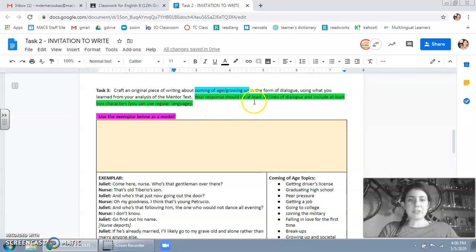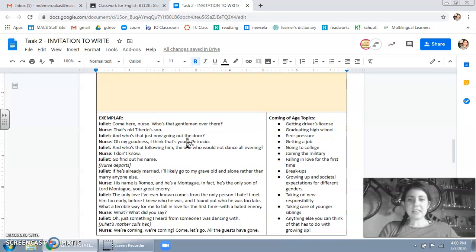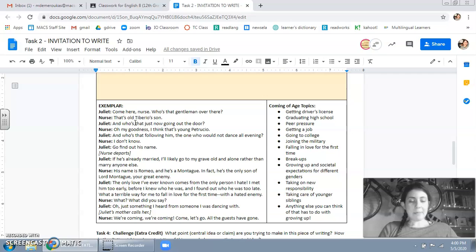So you should be doing at least 10 lines of dialogue and include at least 2 characters. So that means if you write a dialogue with 2 characters, each person should talk a minimum of 5 times, back and forth. If you need an example, I pulled the example from Romeo and Juliet.